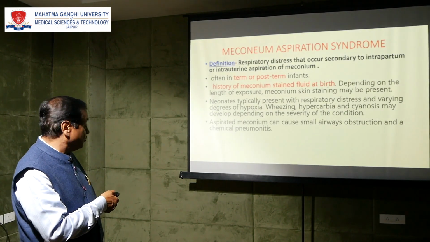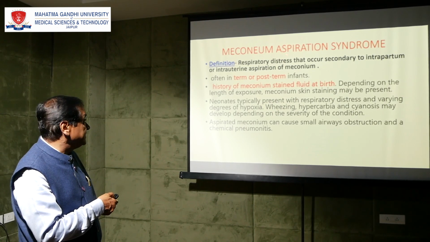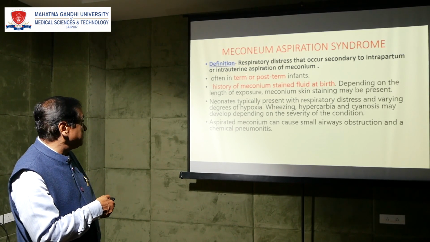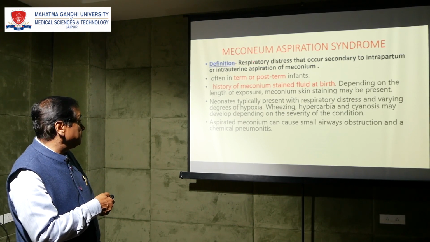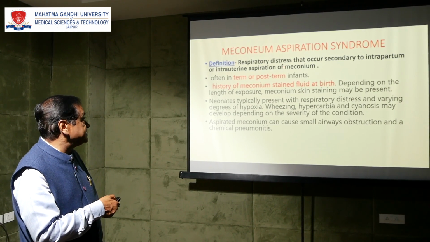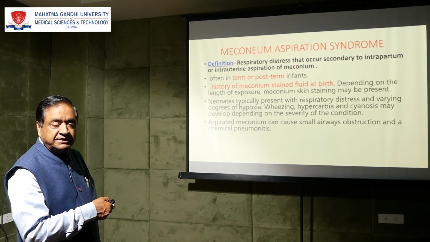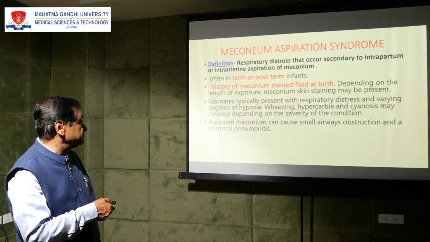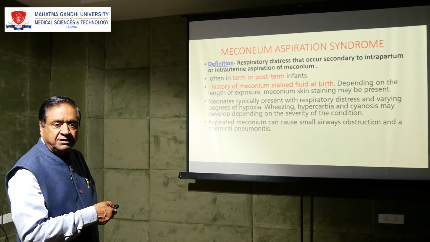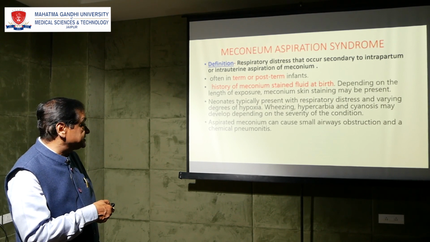Now another disease which we are going to discuss is meconium aspiration syndrome. As the name suggests, the respiratory distress occurs secondary to aspiration of meconium during intrapartum and intrauterine life. The fetus aspirates the meconium, and that's why meconium aspiration syndrome occurs. It is seen in term and post-term infants. That is important. And the second important thing is the history of meconium stained fluid at birth. When the delivery occurs, the amniotic fluid which is drained out is meconium stained. That is very important.